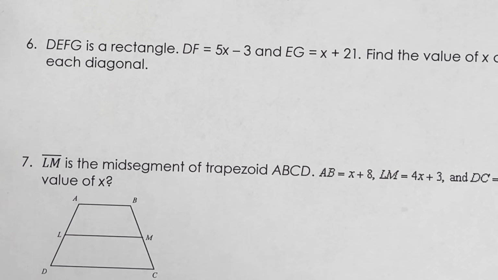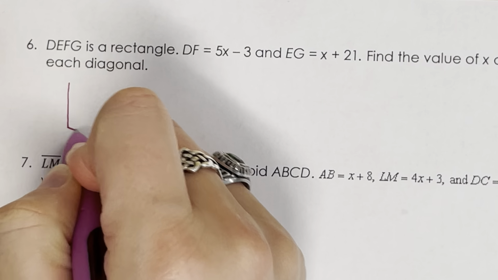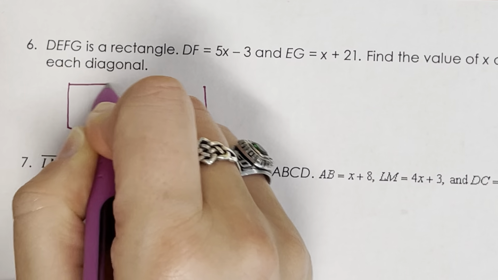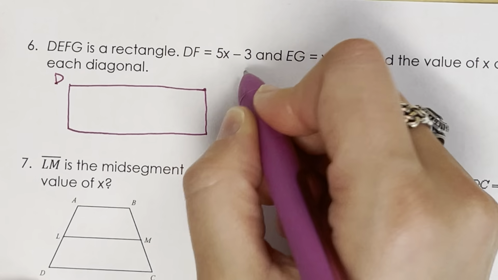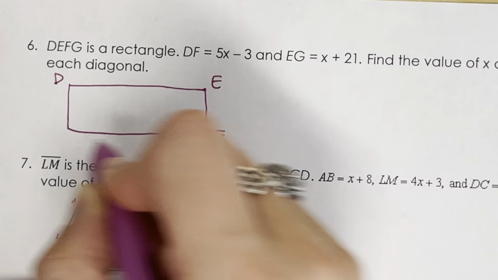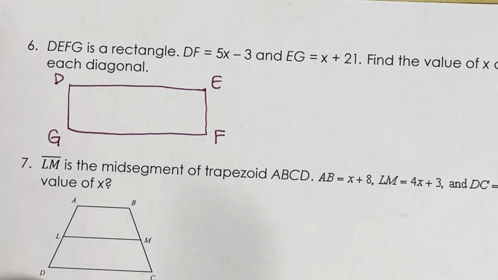Number 6. DEFG is a rectangle. I give you some of the sides, and then I say find the value of x and the length of each diagonal. Now, I don't have a picture, so anytime you're not given a picture, I always suggest drawing one because otherwise, how would you know what to do? DEFG. Doesn't matter where you start. All that matters is you go around in a circle when you name them.